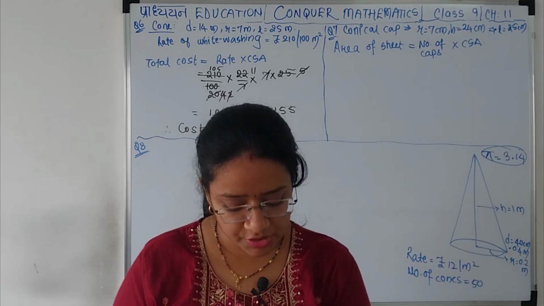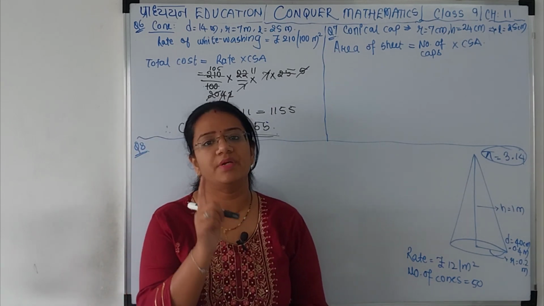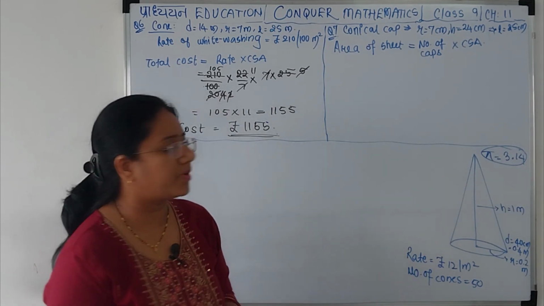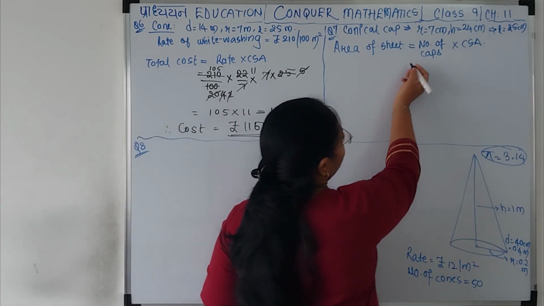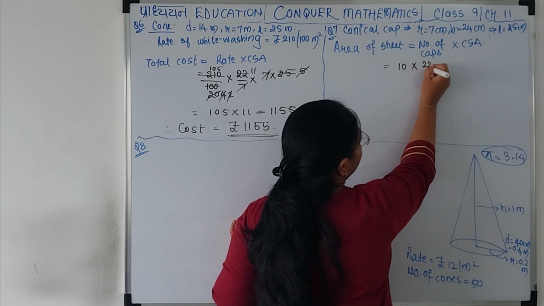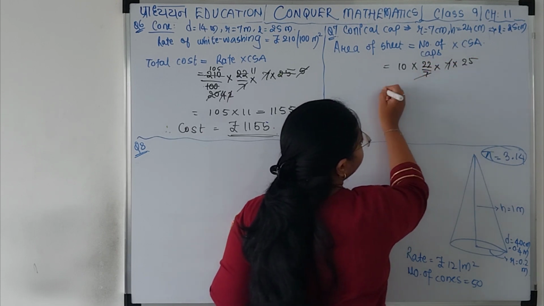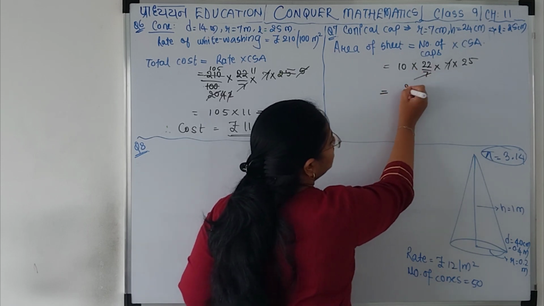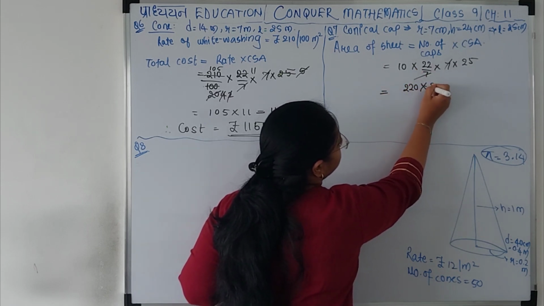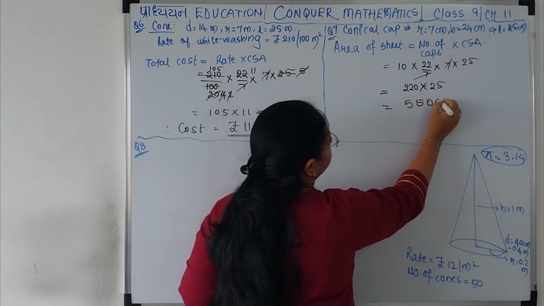Find the area of the sheet required to make 10 such caps. अगर 10 बनाने हैं तो it will be 10 into area of 1 cap, correct? So area of sheet required will be number of caps, that is 10 into CSA, that is pi r l. Clear? Easy. This will give you 220 into 25, which is equal to rupees 5,500.